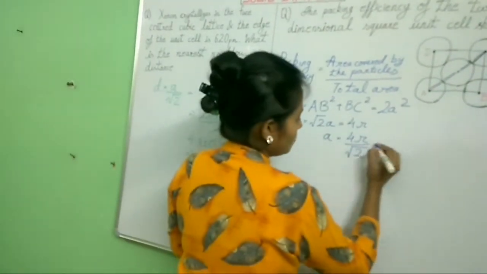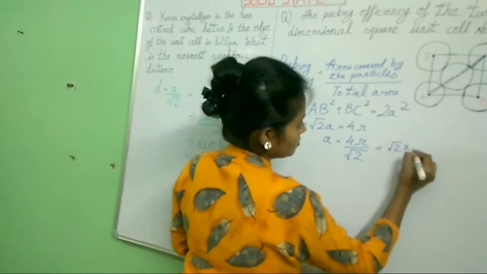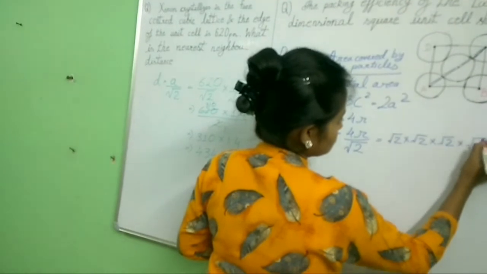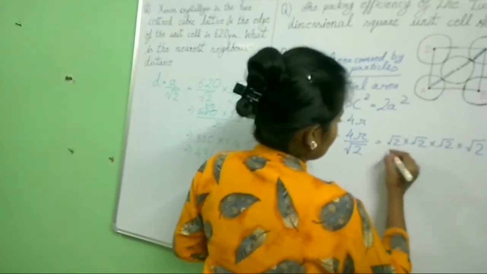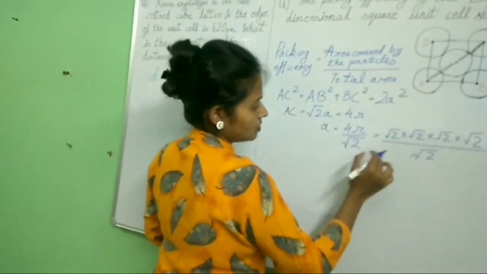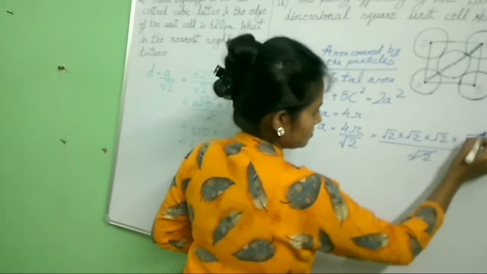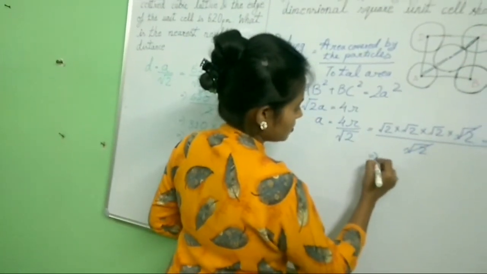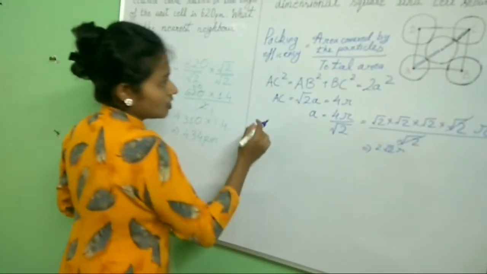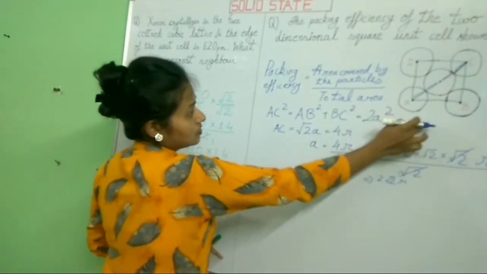So A equals 4R by root 2. Now we can write this as root 2 into root 2 into root 2 into root 2 divided by root 2. Both are equal; 4R by root 2 can be written in this way also. So cancel both of these. So what will we get? 2 root 2 R.